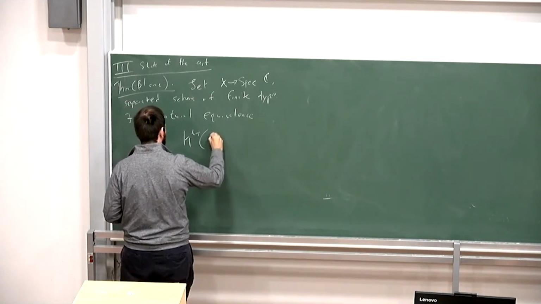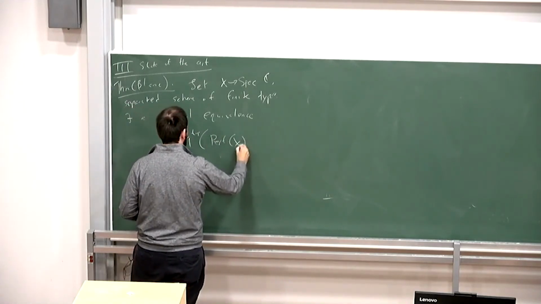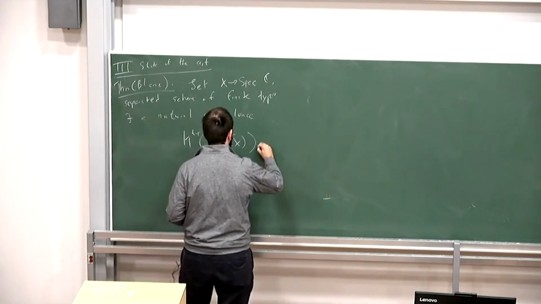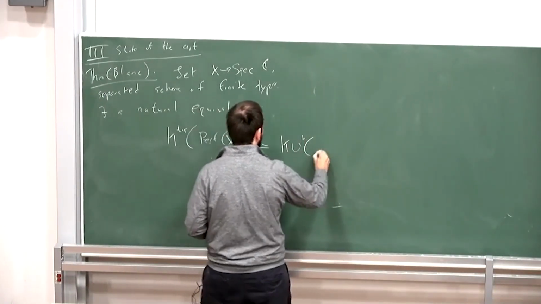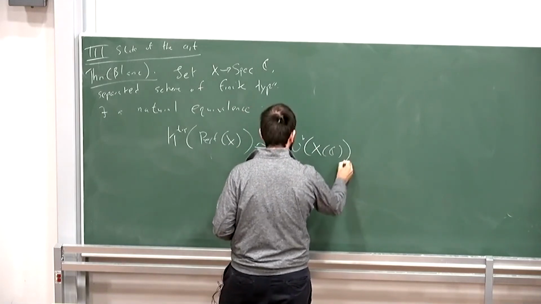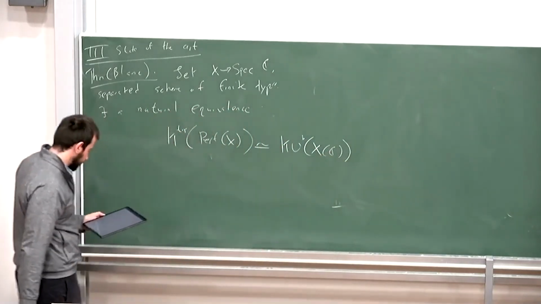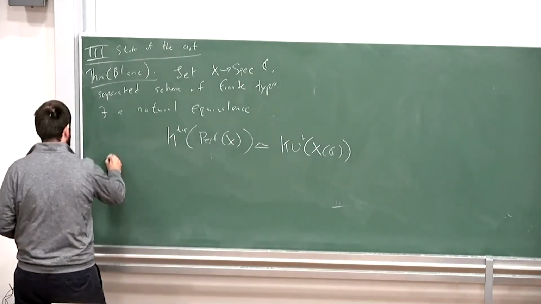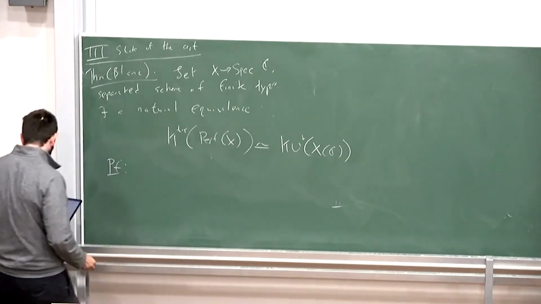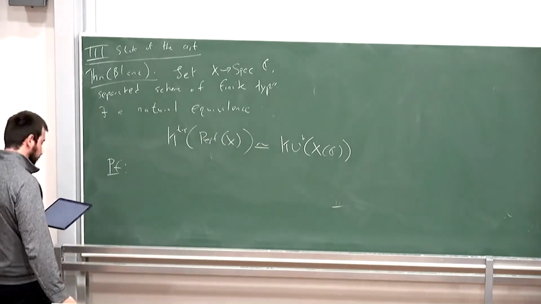From K top, from perfect complexes on X to, with a KU cohomology of the space of complex points on X. And let me just actually prove this because I think you get a good sense of how the theory somehow works. Question?